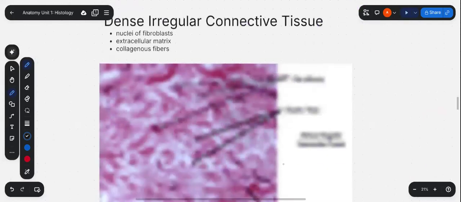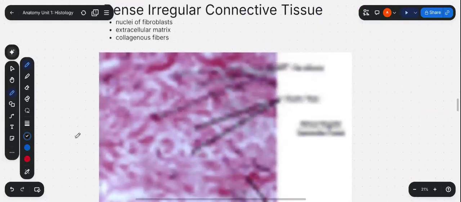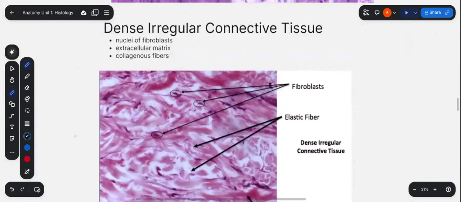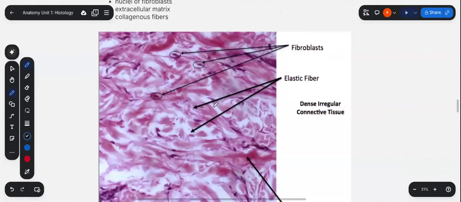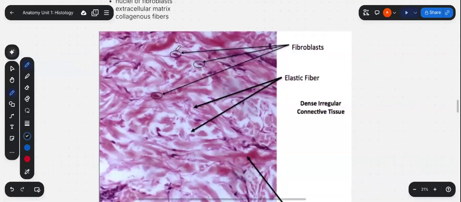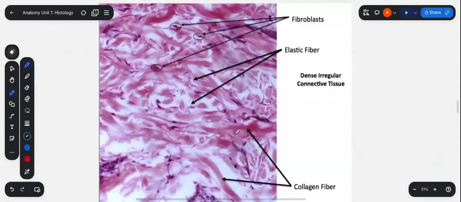All right, moving on. Now we have dense irregular connective tissue. So, the first of which is the nuclei of the fibroblasts, or just fibroblasts. And this one is really nice. It has been labeled already. So these purple little dots over here, each one of these little dots is a fibroblast, however you want to pronounce it. You can also see that there is one here, over there, there's here, another one. They're all over the place.